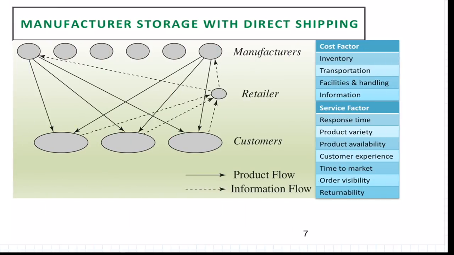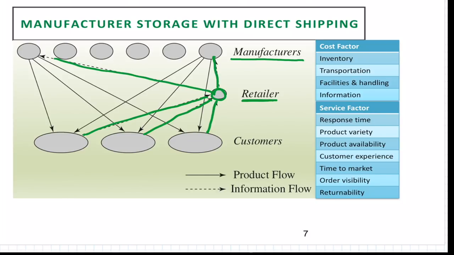First one is manufacturer storage with direct shipping. So you have several manufacturers which make the product and store those products at their location, and the retailer does not store anything. They only collect the orders from the customers. This information about the product that the customer needs flows from customer to the retailer, and then that information is passed on to the manufacturers.